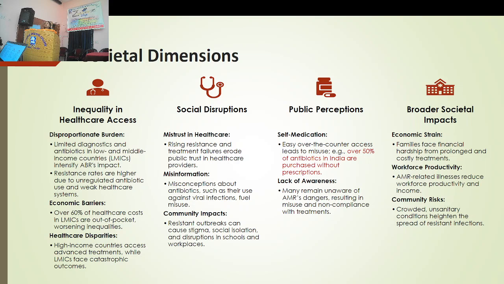So this awareness should be everywhere because it is a mass issue and we should be concerned about it. Then there is the public perception, and so overall it will have a broader societal impact. One is the economic strength, second is the workforce productivity, and third is the community living. Economic strength I have already explained, but workforce productivity, if more people are ill, then we will not get people to work, so there will be a diminished workforce productivity.